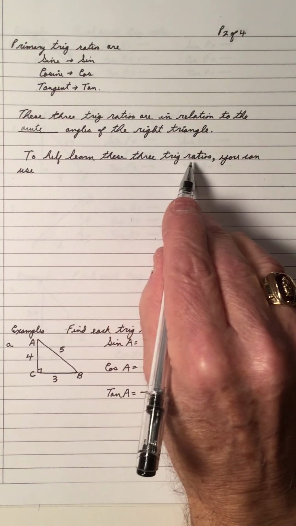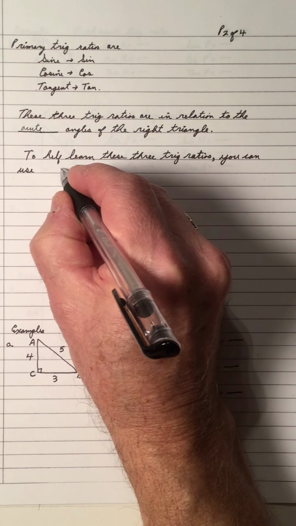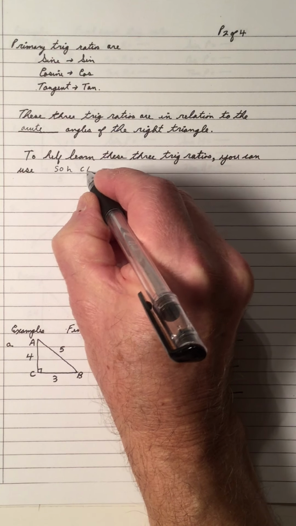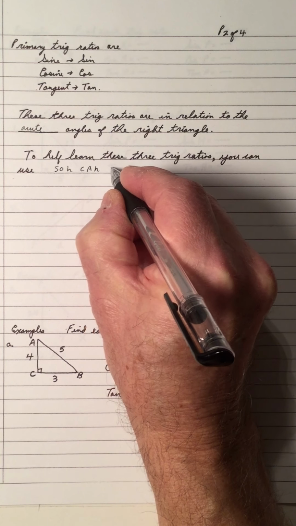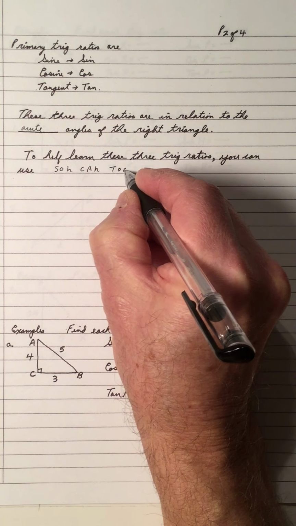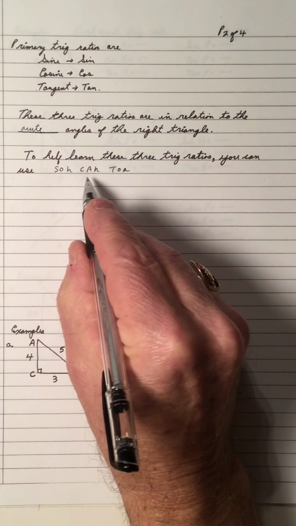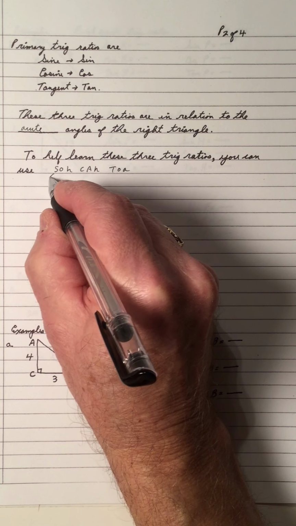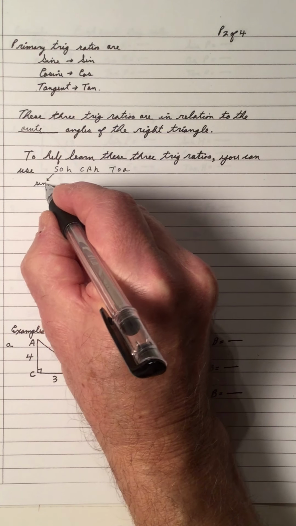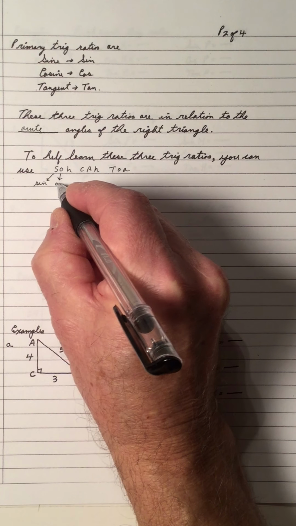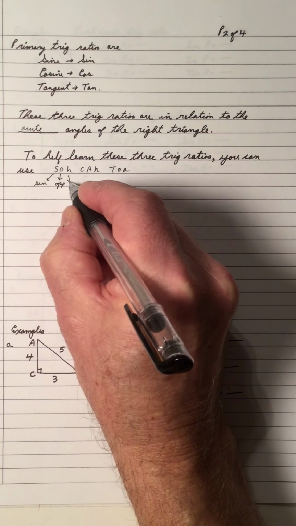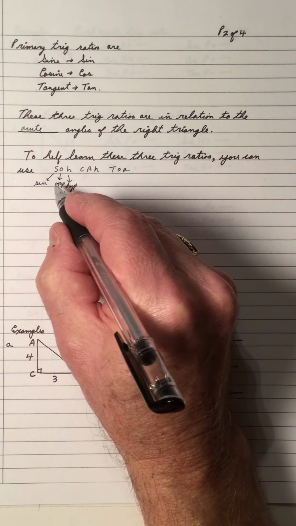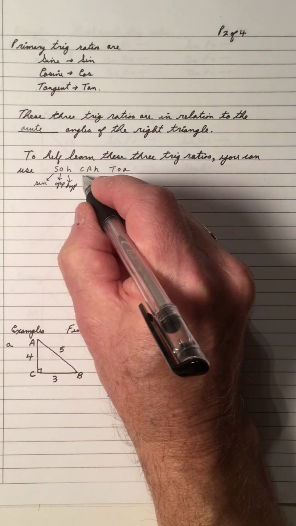To help learn these three trig ratios, you can use what we call SOHCAHTOA. And the saying for SOHCAHTOA is that S stands for sine, O stands for opposite, and H stands for hypotenuse. So sine is opposite over hypotenuse as a ratio.